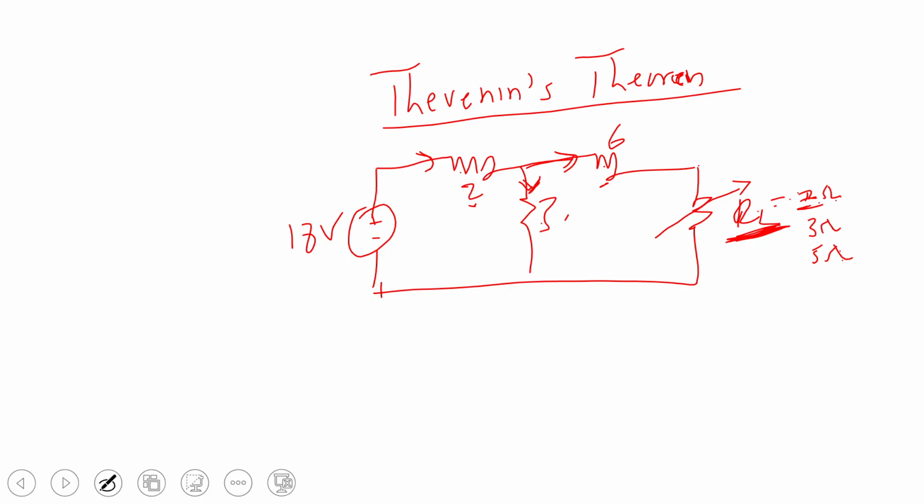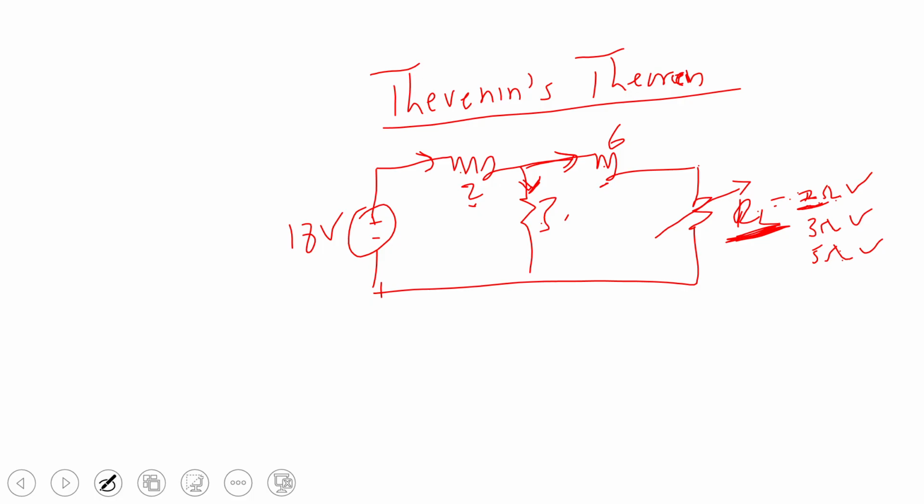So if you want to study the behavior of this circuit, then you have to keep on analyzing the circuit. Let's say when the resistor is 2 ohm, you have to analyze the circuit to find the whole current within the circuit. When it's 3 ohm, you analyze the whole circuit again. When it's 5 ohm, you analyze the whole circuit again, because the current distribution changes for every change in the load resistor. That becomes very tedious to do.